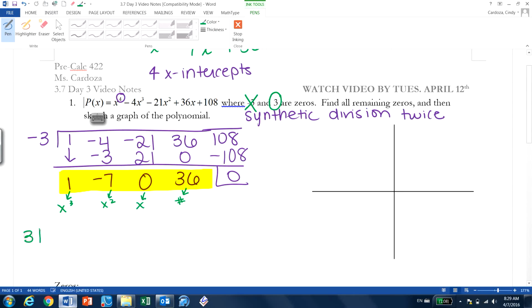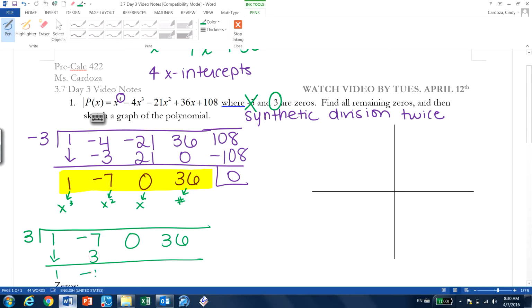So 3 is going to go on the outside, and these are the numbers I'm going to put here. Don't forget the 0, your placeholder, because you have 0x, okay? So you're not using the original. I need to bring down the x cubed. So again, I'm going to use synthetic division. If you want to pause and try it yourself, please do that. Okay, and I get a remainder of 0, which is perfect.